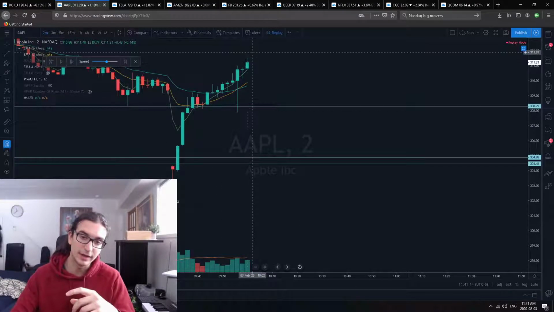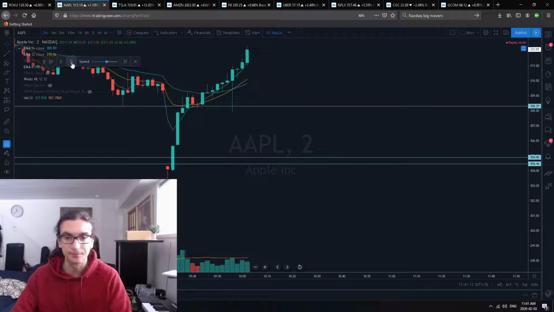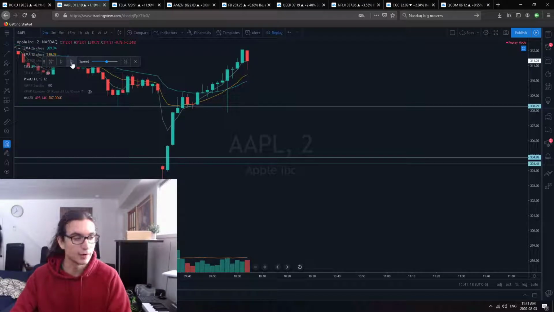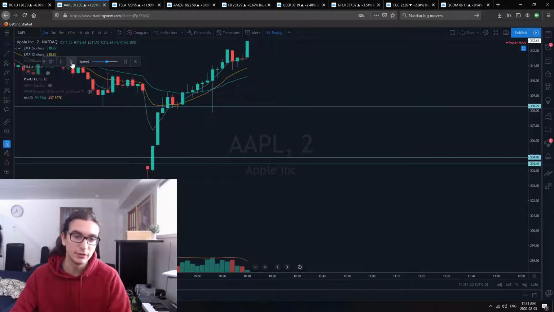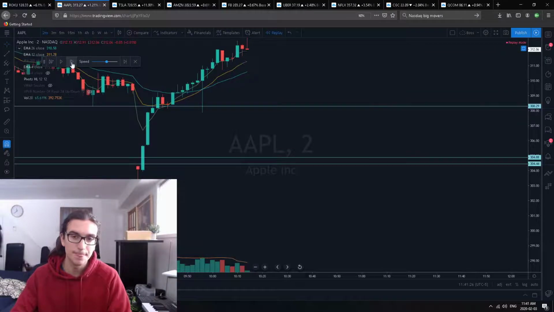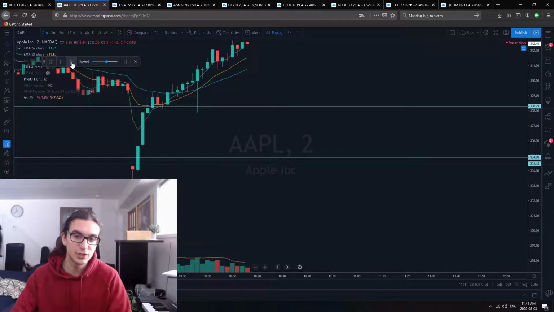And as you can see how long it held it here for. So let's keep going. And then we tried to lose it a little bit there. So that could have been your first time scaling out maybe. Then chopping around, we got another move higher. And let's go until when we officially lost the 4 EMA.